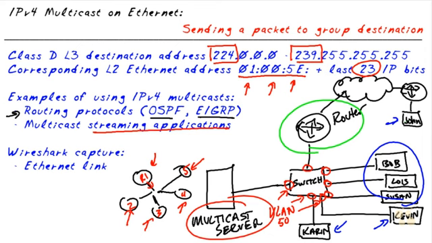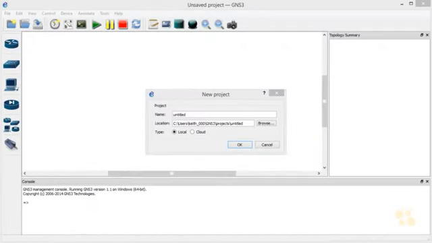So what you and I get to do, we're going to lab up a simple environment and then do a Wireshark capture to take a look at the layer 3 and layer 2 addresses involved in multicast on an Ethernet network. So let's use GNS3 version 1.x to go ahead and create our topology. I'm not worried about saving this one. It's going to be really simple.